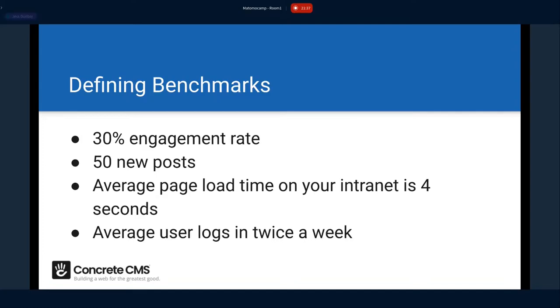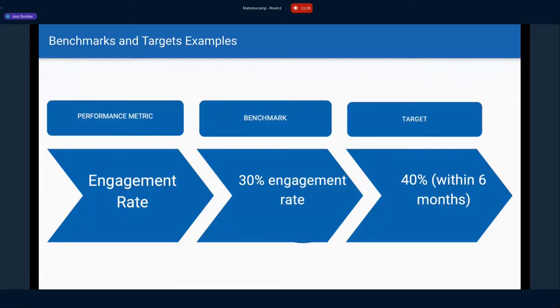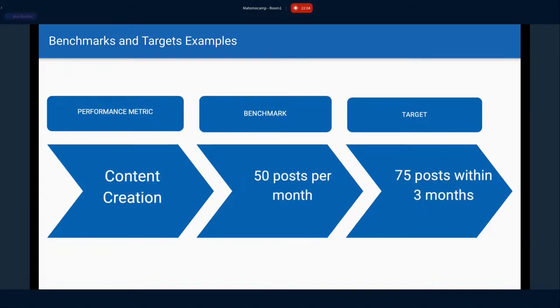increasing those later. So when we bring it all together, our benchmarks provide the snapshot of your current performance. So the engagement rate of 30%, and your target will be to increase it to 40% within the next 6 months. So these benchmarks and targets will guide your efforts through your performance and intranet experience. And regular monitoring will help you stay on the course of success.